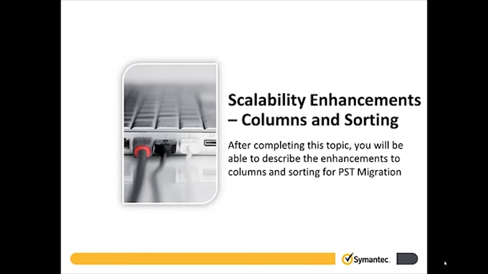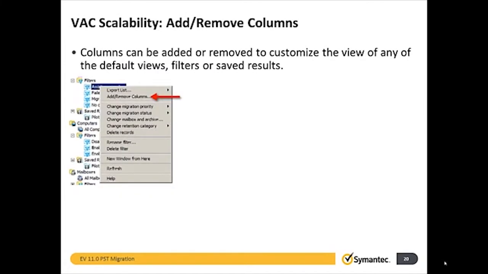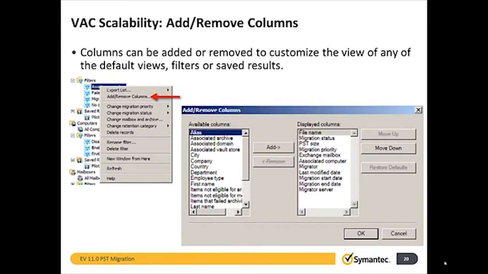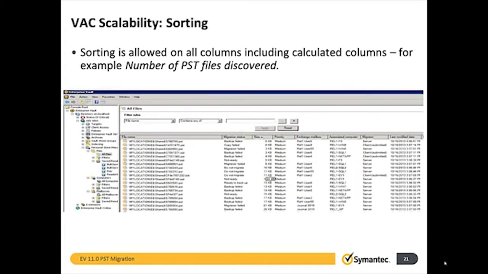The next scalability enhancements we're going to look at is columns and sorting. Columns can now be added or removed in the Vault Admin Console to customize the view of any of the filters or saved results or even the default views. You just use the Add Remove Columns feature. And there's a very long list now. All these different columns should be able to help you sort and organize things a little bit better. And sorting is allowed on all the columns, including the calculated columns, for example the number of PST files discovered.